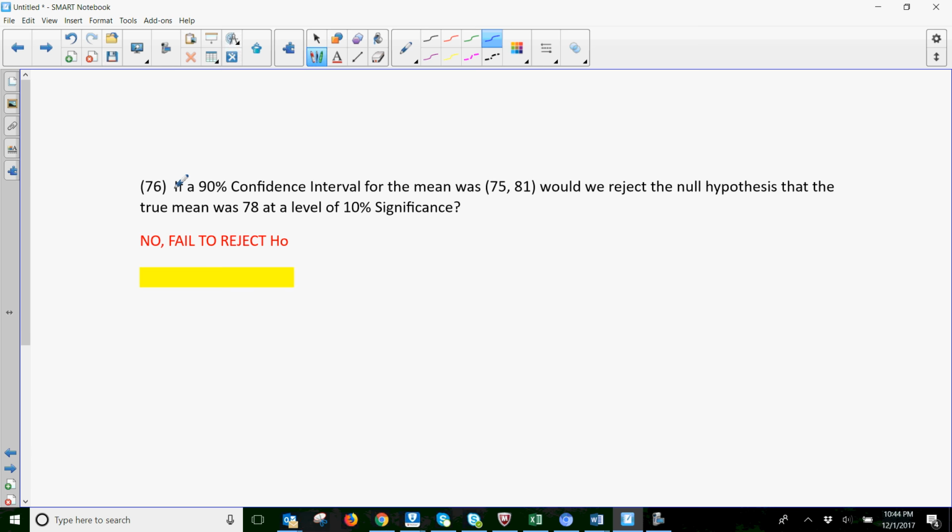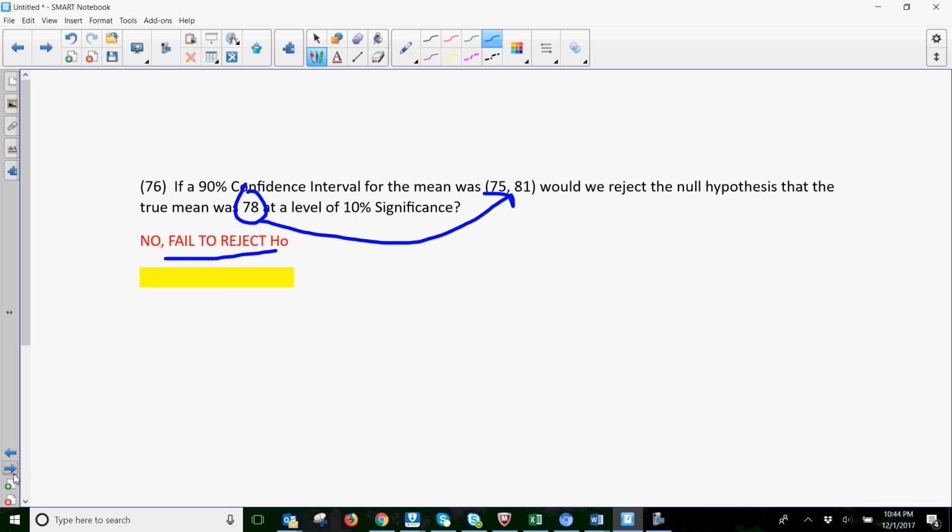So now it says, if a 90% confidence interval for the mean was 75 to 81, would we reject the null hypothesis that the true mean was 78? So notice that 78 is in this interval. Therefore, we would fail to reject it.